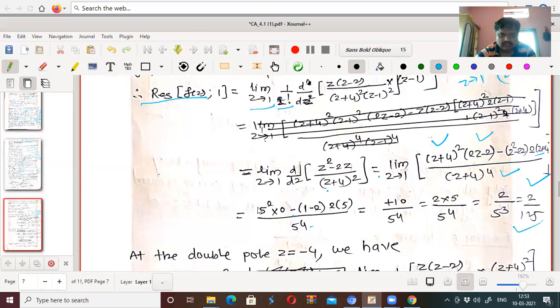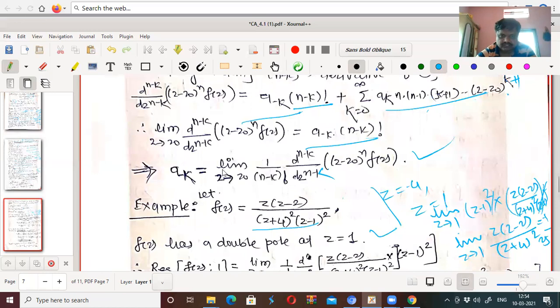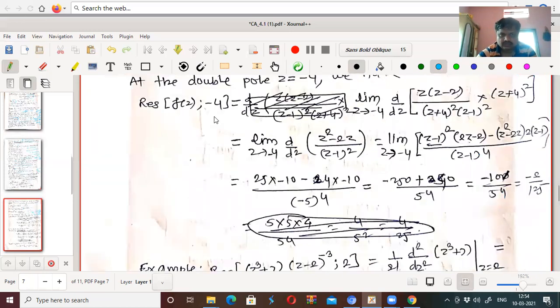Similarly, z equal to minus 4 is also a double pole of f of z. Therefore, the residue of f of z at z equal to minus 4 is the limit as z tends to minus 4. Since it is a pole of order 2, we take the 2 minus 1th derivative, that is the first derivative, of z plus 4 whole square into z into z minus 2 upon z plus 4 whole square into z minus 1 square. So these two will be cancelled. Only we have to take the limit as z tends to minus 4, because 1 upon 1 factorial is there, n minus 1 is 1.